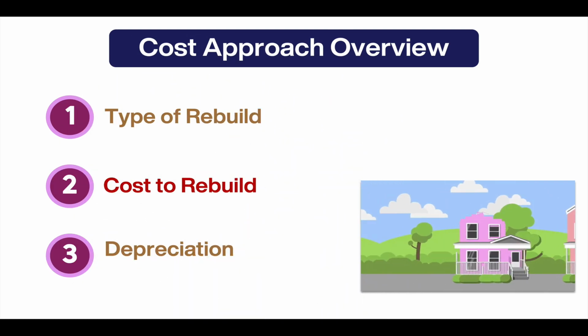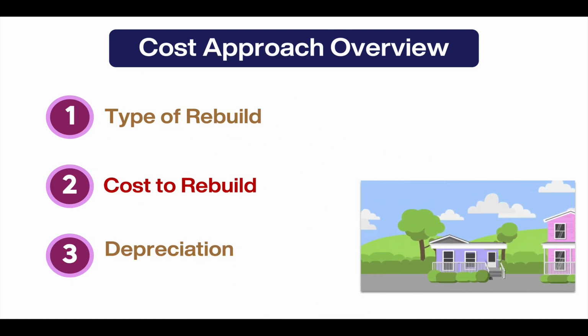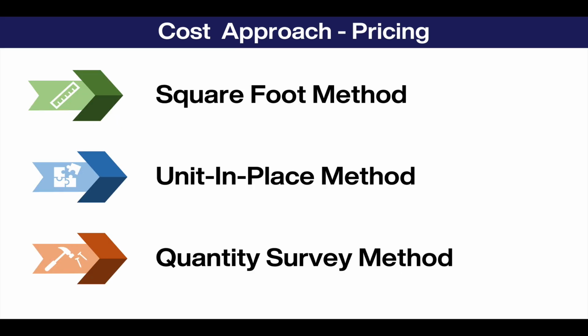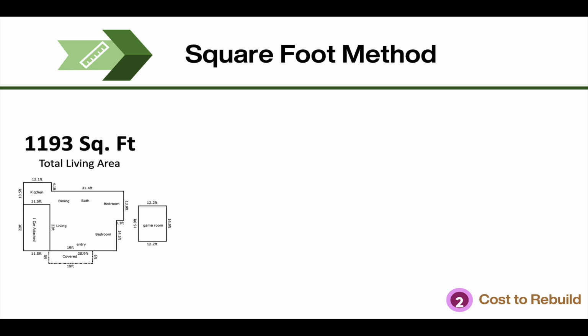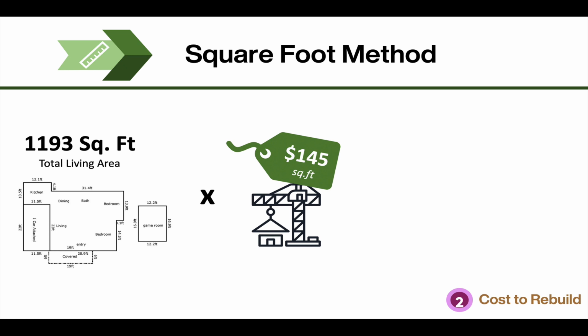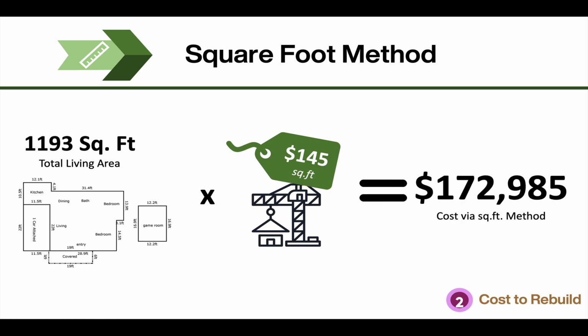Once the appraiser knows how the property is to be rebuilt, the next step is to price the rebuild. There are 3 pricing options: the square foot method, the unit in place method, and the quantity survey method. In the square foot method, the appraiser calculates the cost of construction and multiplies it by the square feet of the improvement. This is commonly used when potential buyers are looking at new construction.